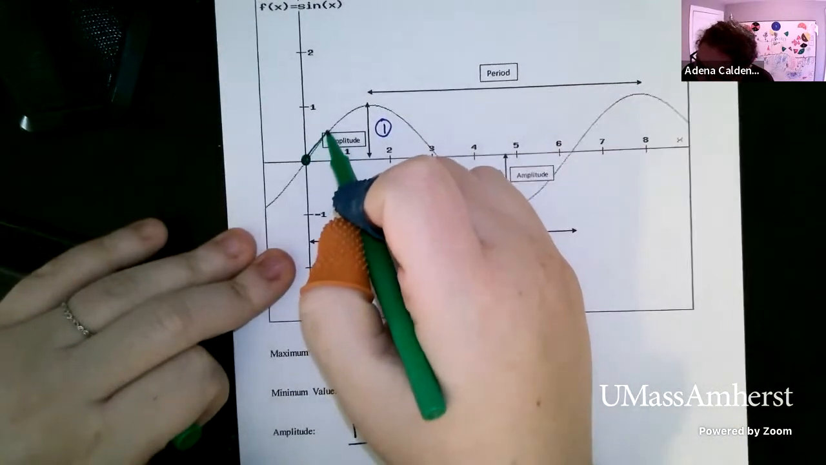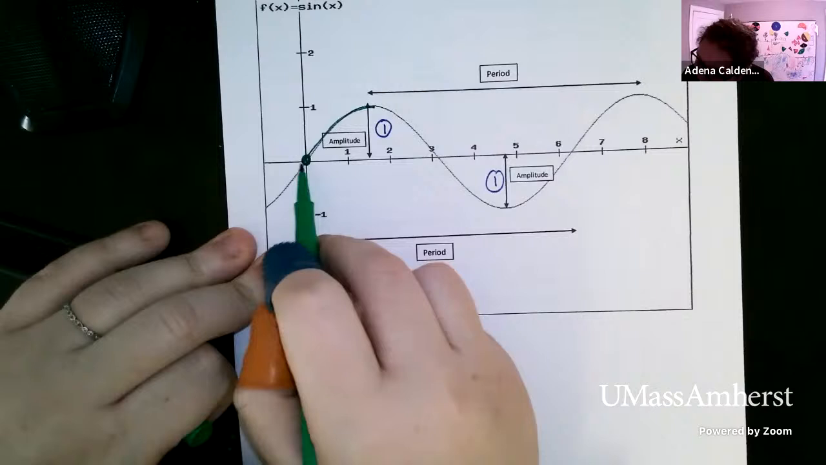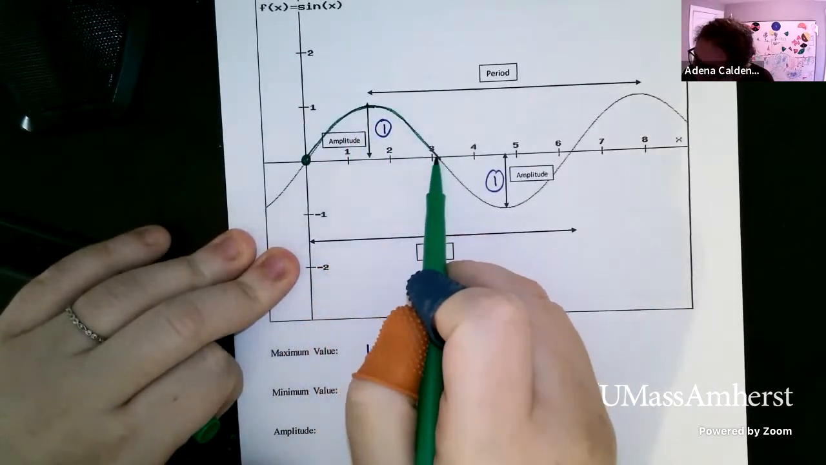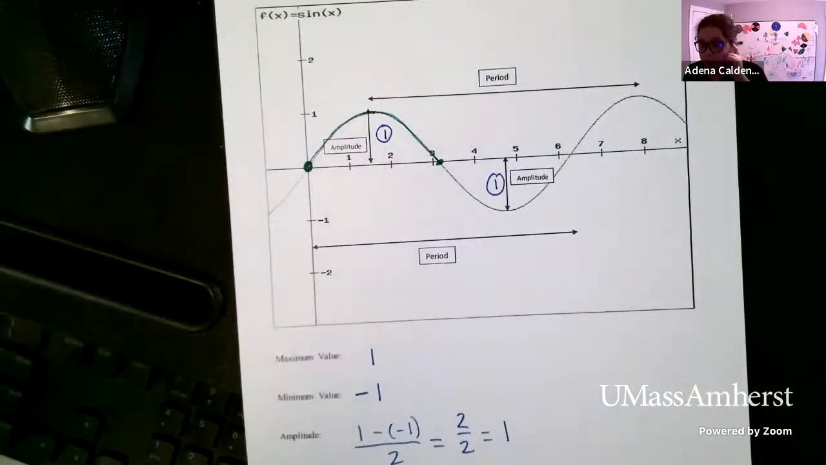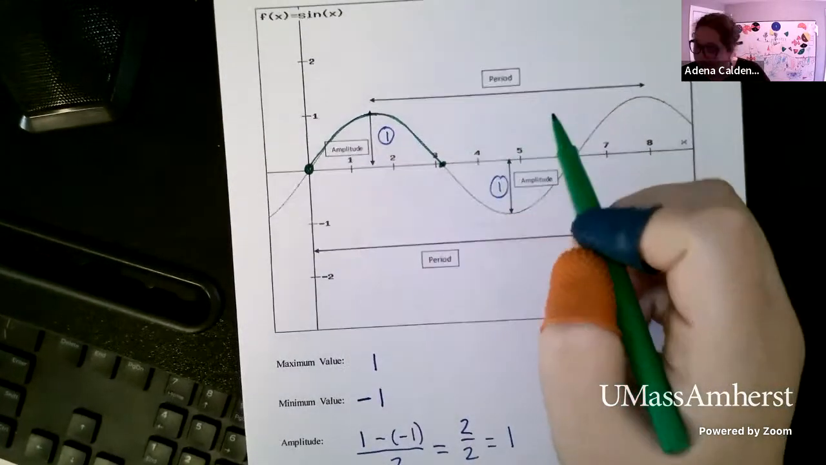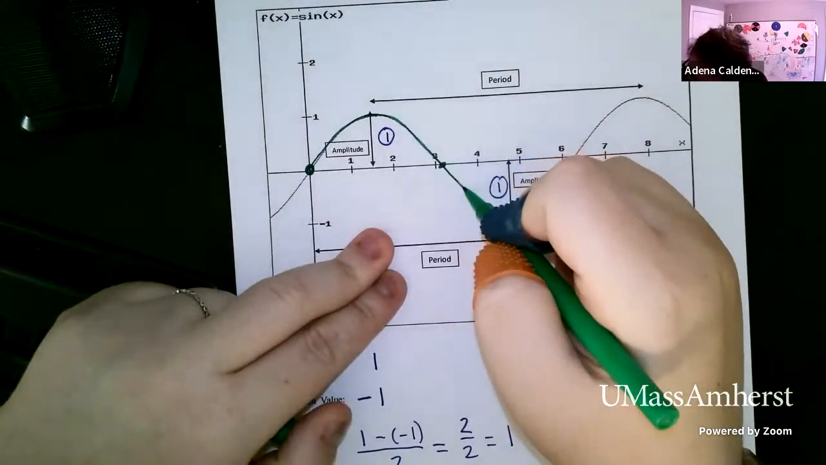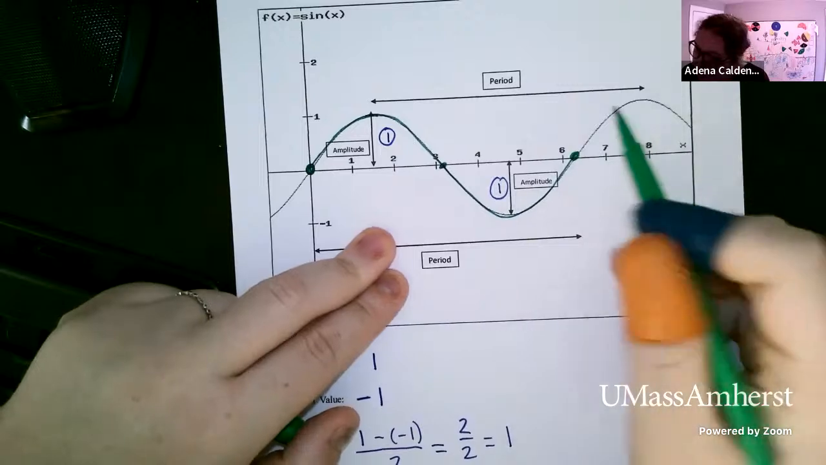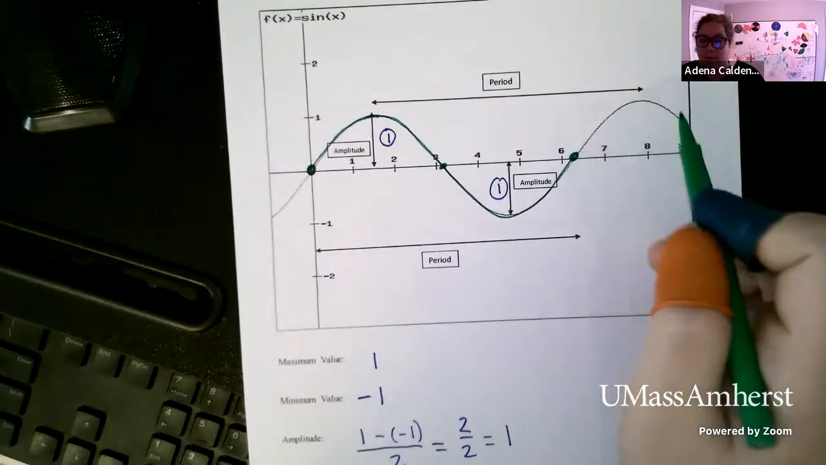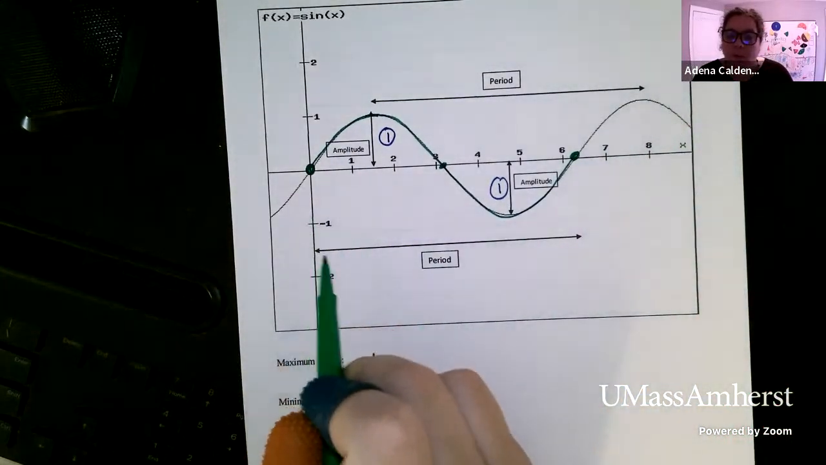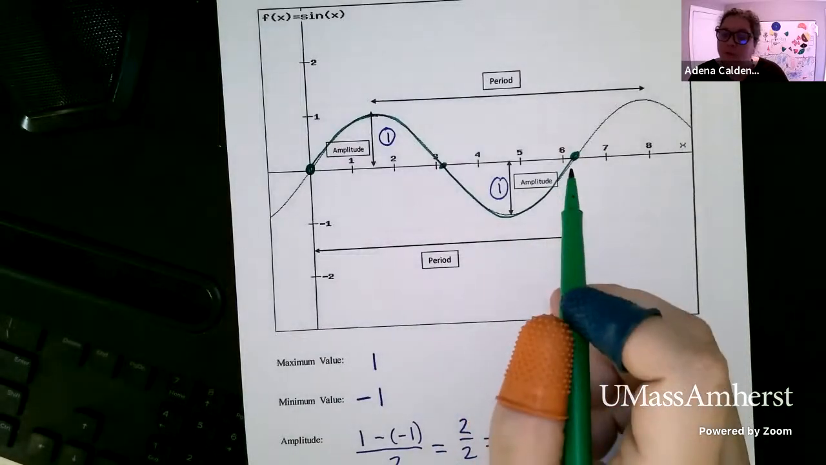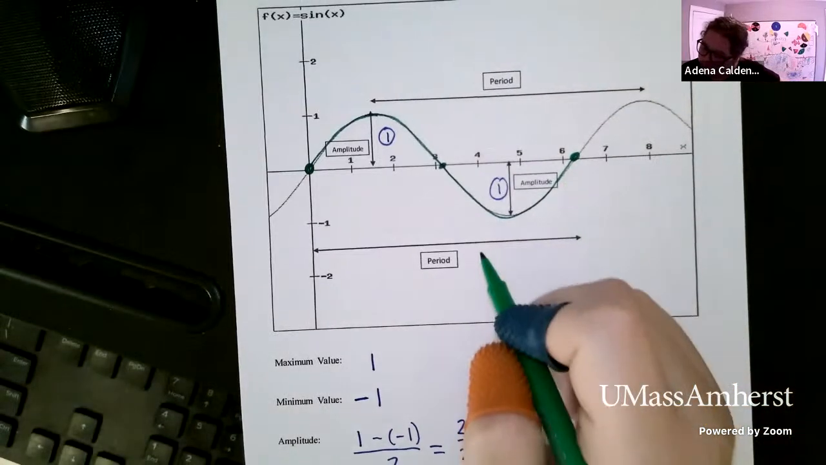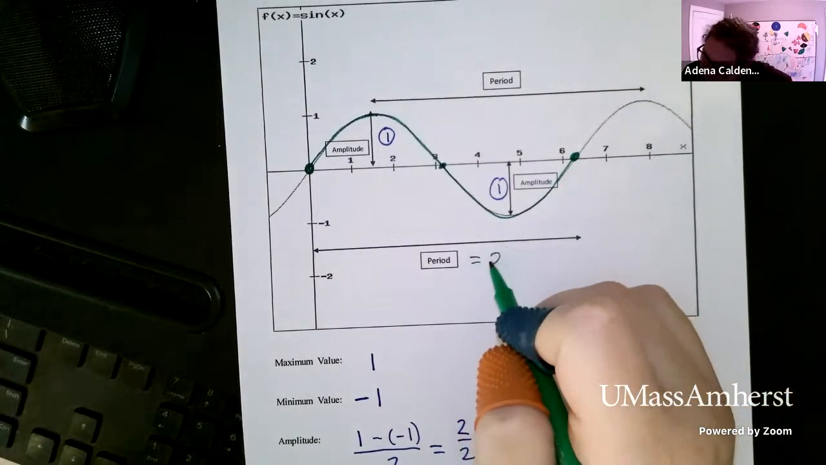So if we were to start at 0, we get to 0 again here, but the pattern doesn't repeat here. It doesn't start going back up again. So we have to keep going. But when we get to the second 0, we see that the pattern starts again. And so the period goes from 0 to 2 pi, so just about 6.2.